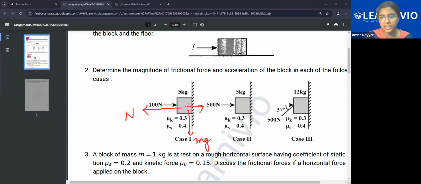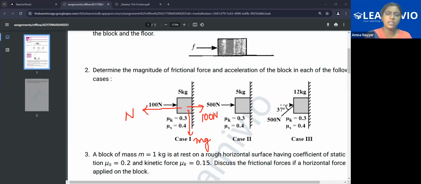So downwards is mg. Normal reaction is this. This is the 100 Newton force which is acting. So it is basically stopping the body, right? Your block will fall down. So if the block falls down, what is the tendency of the body? The tendency is for the frictional force to act in a direction opposite to that.